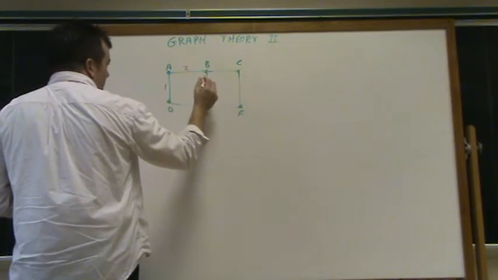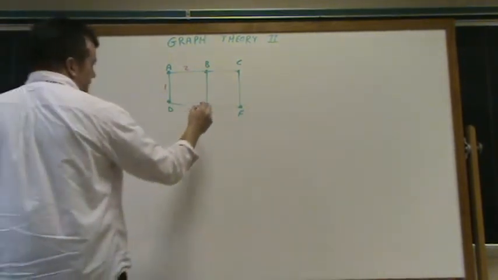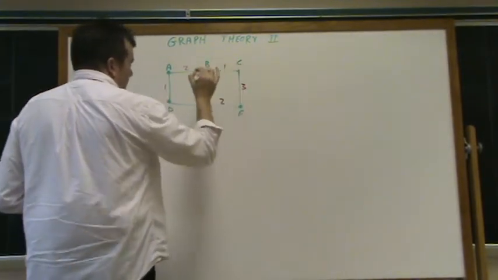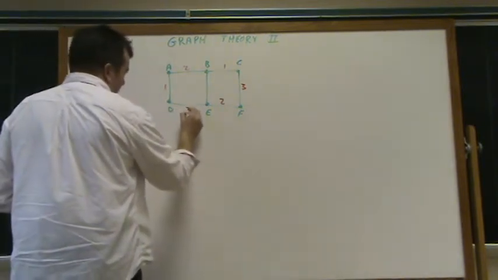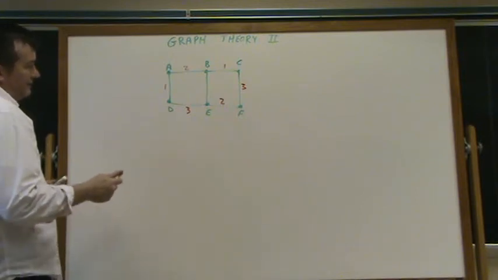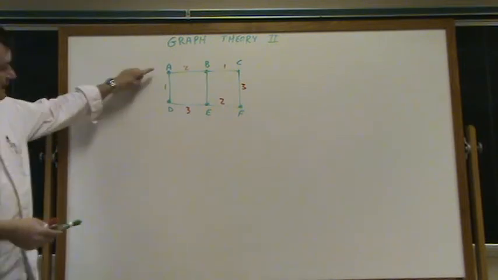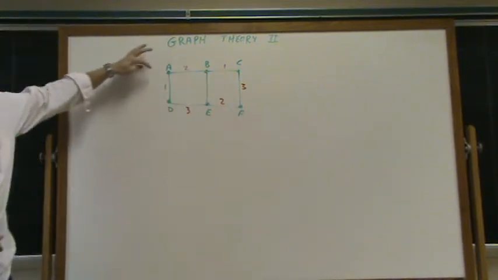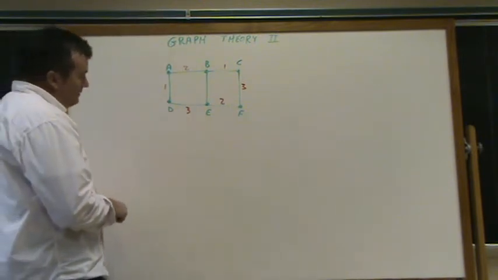1, 2, 2, 3, 1, and let's say 3 here. Okay, so we could ask questions about the graph like, what's the shortest path to get from, say, A to F? That's one possible question. So every time you take an edge, you get charged this much money, let's say. Okay, so what would be the shortest path from A to F?